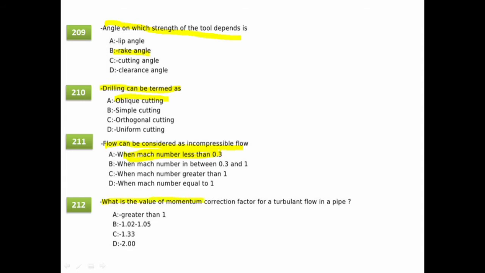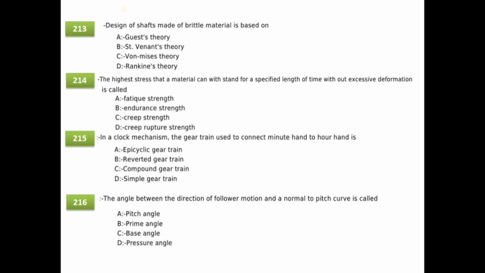What is the value of momentum correction factor for a turbulent flow in a pipe? Answer is option B, 1.02 to 1.05. Design of shaft made of brittle material is based on Rankine's theory. Option D is the answer. The highest stress that a material can withstand for a specified length of time without excessive deformation is called creep strength. Option C is the answer.